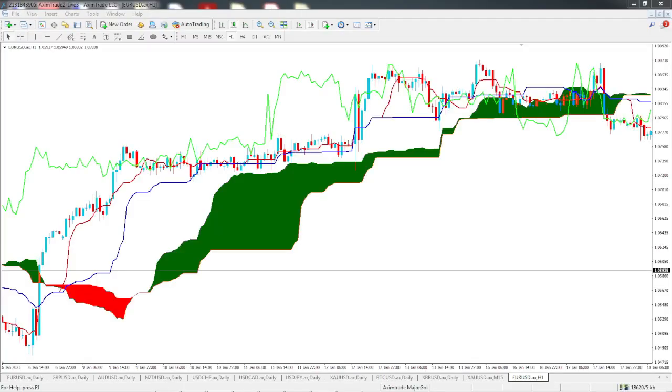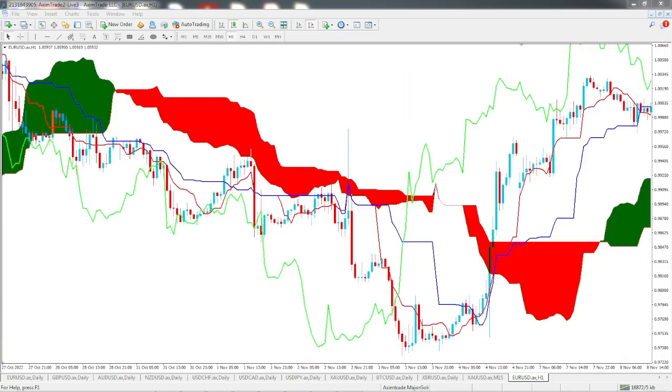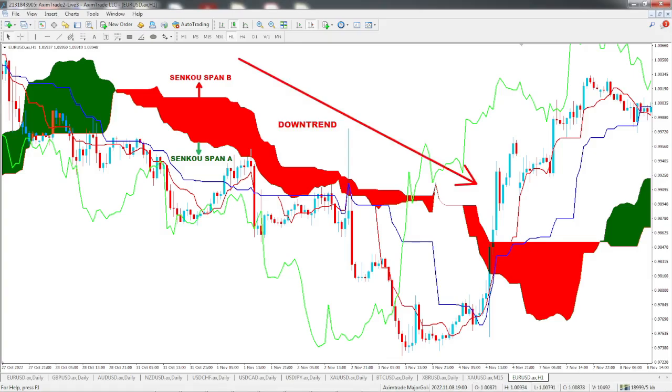Market trend. One of the most important aspects of using Ichimoku is to look for the trend direction. This means that when the Senkou span A is higher than the Senkou span B, it indicates an uptrend. This is usually represented by a green cloud, up Kumo, on the chart. Similarly, when the Senkou span B is higher than the Senkou span A, it indicates a downtrend. This is usually represented by a red cloud, down Kumo, on the chart.